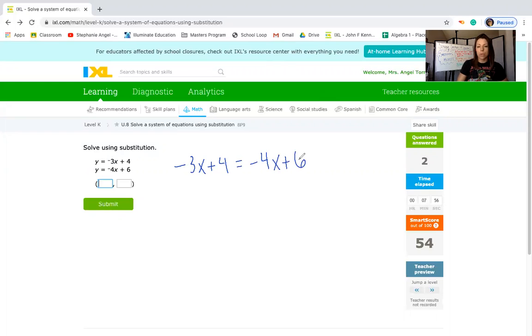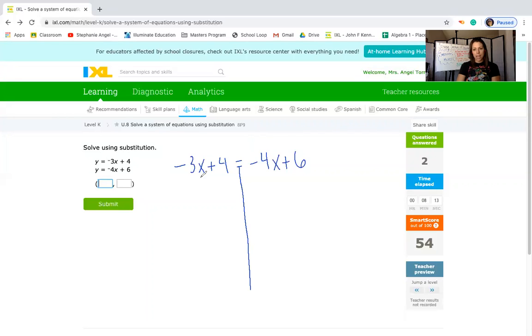Because they're both equivalent to y. So now we have an equation with variables on both sides, which means I'd like to put my line in so I don't mess up and separate them. And then I have options. I can add 3x to both sides, subtract 4, add 4x to both sides, or subtract 6.